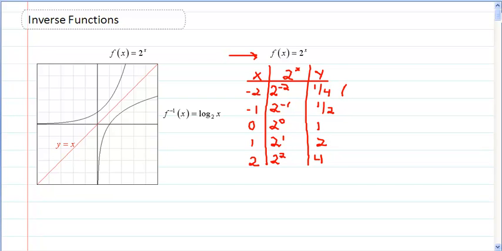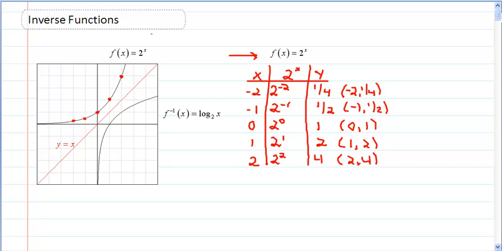So the 5 points on f of x equals 2 to the x are (-2, 1/4), (-1, 1/2), (0, 1), (1, 2), and (2, 4). So if I take these 5 points and identify them on f of x equals 2 to the x, I have (-2, 1/4), (-1, 1/2), (0, 1), (1, 2), and (2, 4). Connecting these points forms this curve.